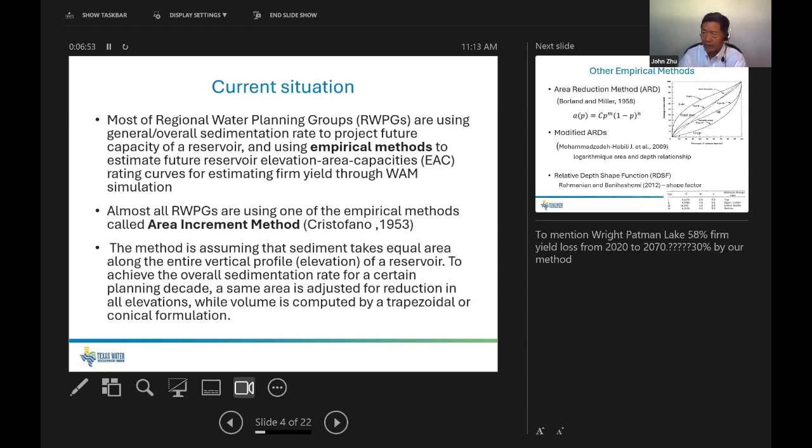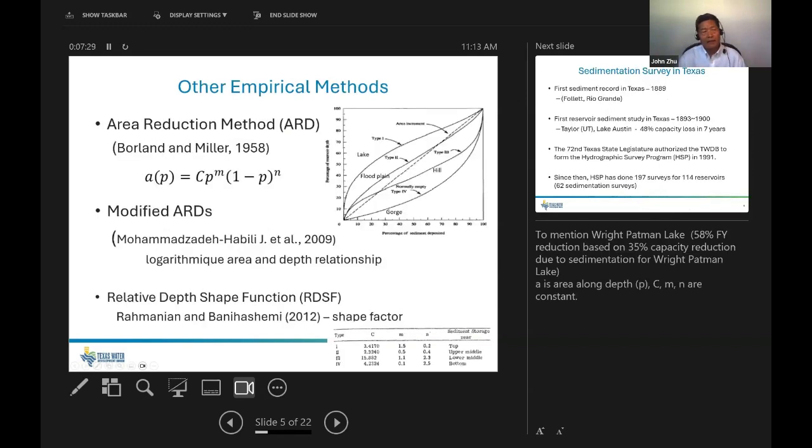the area, but this area is the same for all the elevations. Then finally, we compute the reservoir volume by trapezoidal or conical formulation to achieve the sediment goal, for example, 200 acre-feet, or something. And this is very traditional, developed a long time ago, in 1953. After that there are some other similar methods, but all are empirical methods.